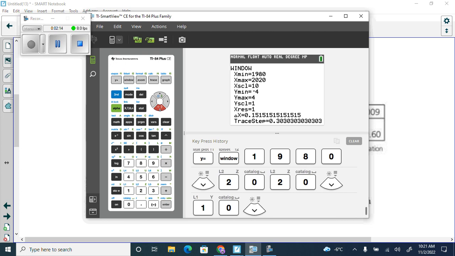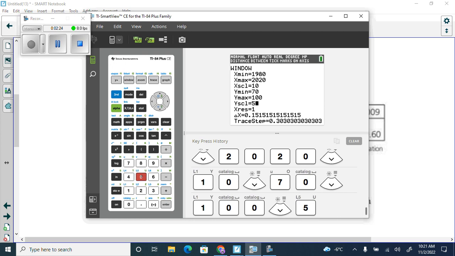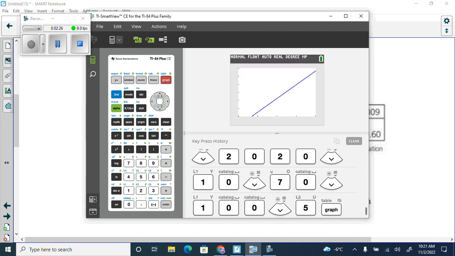My Y minimum, I'm going to make 70 kilometers. My Y maximum, I'm going to make 100. And then I'm going to make these go up by 5. You could leave it at 1, no big deal, it's just that I'll see some ticks. Here I can see ticks because it made it go up by 5, and that's what I wanted. Okay, so we see the graph.